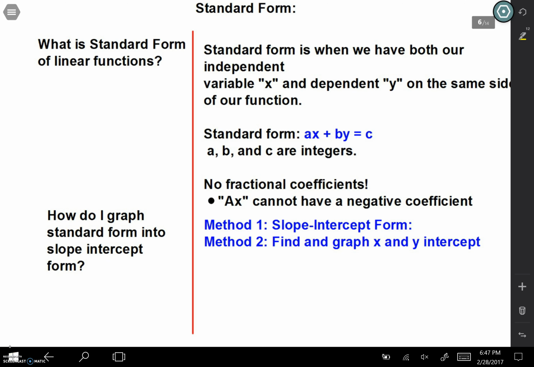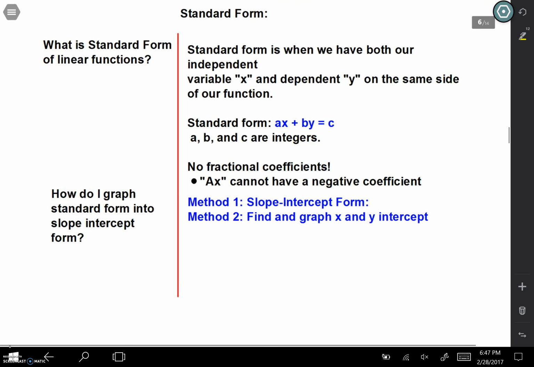Alright guys, so today we're just going to continue our conversation about standard form of linear functions. Some of you started taking these notes yesterday, so I want to quickly read over it. Please feel free to pause this and copy down these notes in your notebook, and then we will work on the graphing part in the little booklet that I gave you. So what is standard form of linear functions?